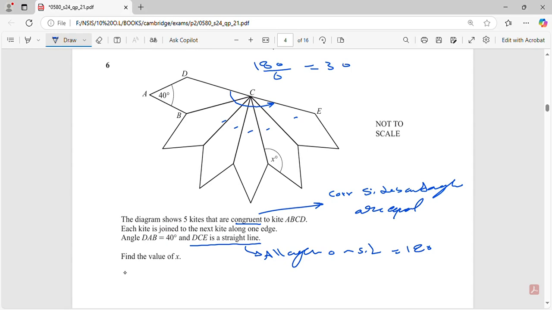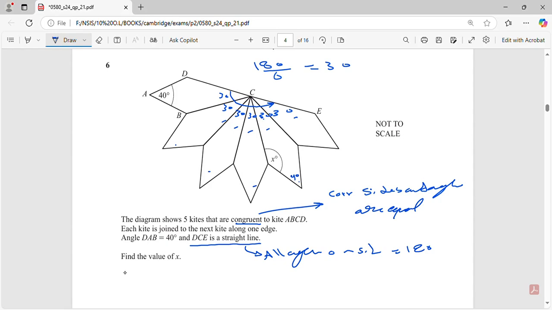Do you understand what this means? So this angle is 30, this is angle 30, 30, 30, 30, 30. Okay, now he asked me to find the value of x. Of course, how can I find the value of x? As long as this is 40, this is 40, this is 40, 40, and this is 40. Now I have 40 and 30.